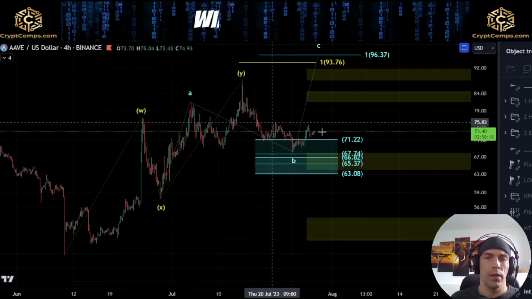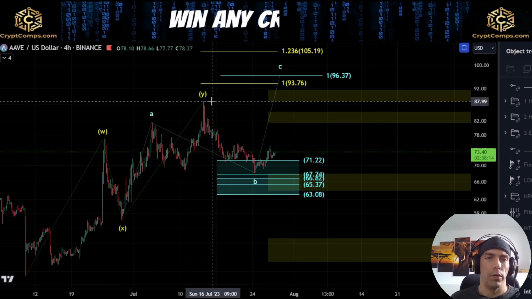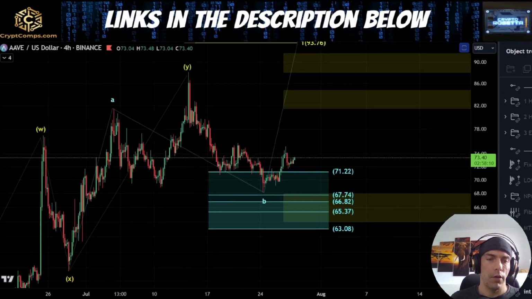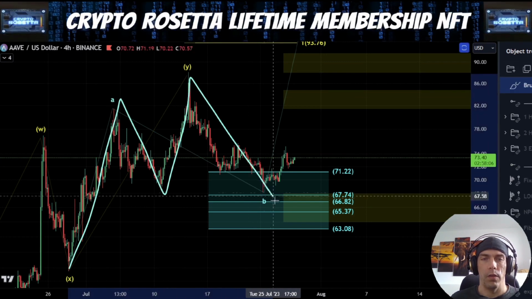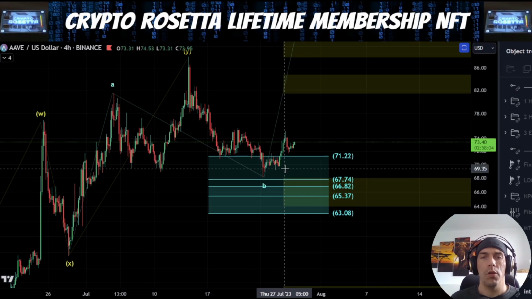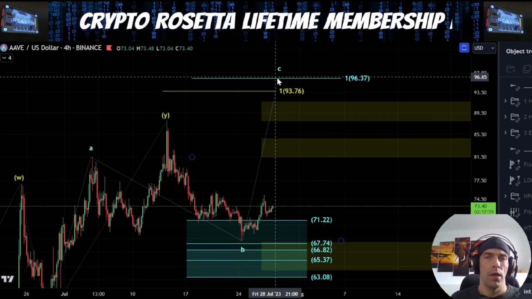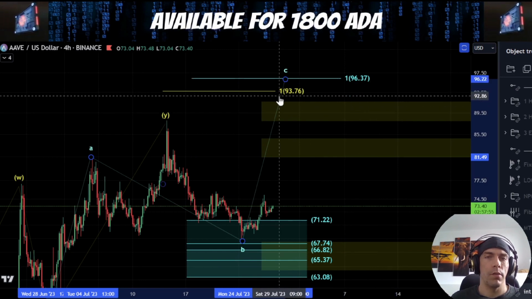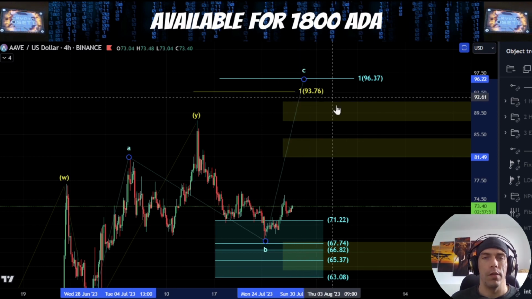Now, if we are looking at this in this way, effectively what we would be saying is that the A wave is completed, but I haven't written off the idea that within this structure, this move here is an A wave, this is A, B, and then this is actually a C wave. And what we could be looking for is the possibility of another push to the upside in this C wave. Now this C wave 1-to-1 would push us up towards this 96.37, and the 1-to-1 of the W wave would be up here towards this 93.76.